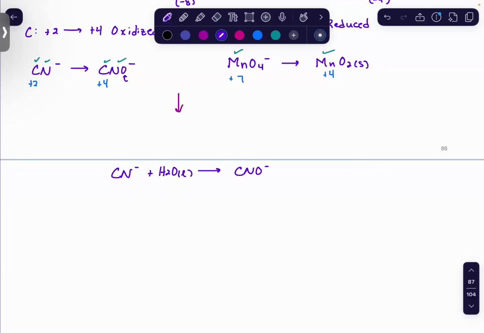Oxygens are balanced. Now look here. Let's see, we have four oxygens on the left, two on the right, which means that the right-hand side of the manganese equation is going to get two waters to give both sides four oxygens.